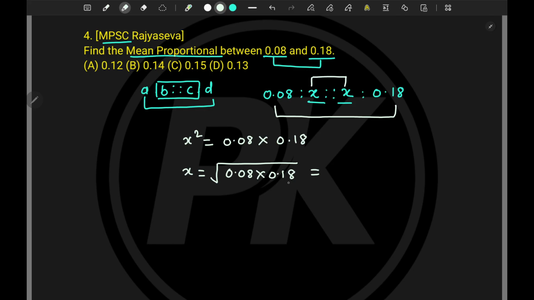So 18 eights are 144, right? If I take it outside the square root, the square root of 144 is nothing but 12, but I have to put the decimal after 2 places when it comes out of the square root, and hence the answer will be 0.12. Now which is the option? Option number A, and hence option number A is correct.